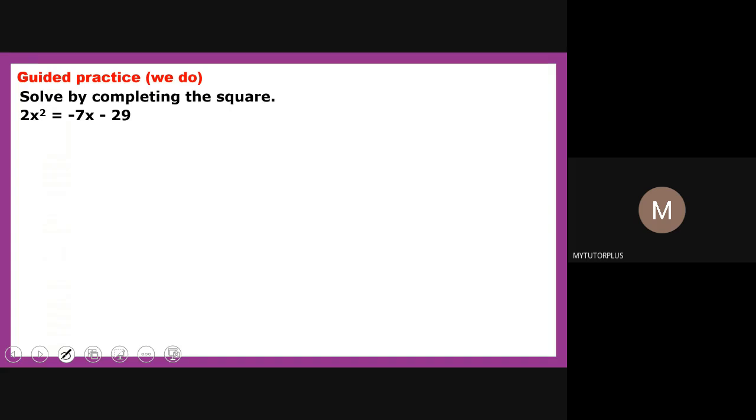So the question here says solve by completing the square: 2x squared equals minus 7x minus 29. So the first thing I have to do is to arrange everything such that only numbers will be at the right hand side. Everything that has a letter will be at the left hand side as usual. Just the normal step that we have been using. Right? Yes. So this one will simply be 2x squared. Initially, I'm having minus 7x, returned to plus 7x equals minus 29.